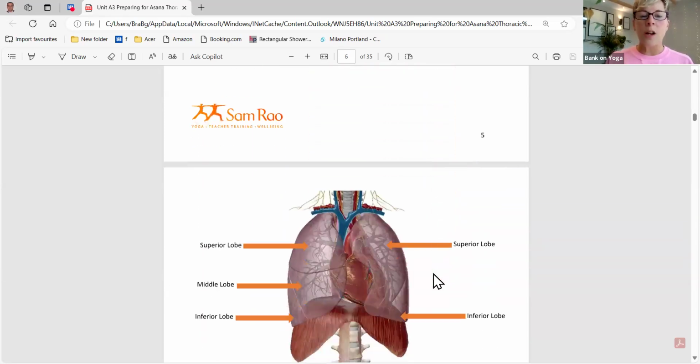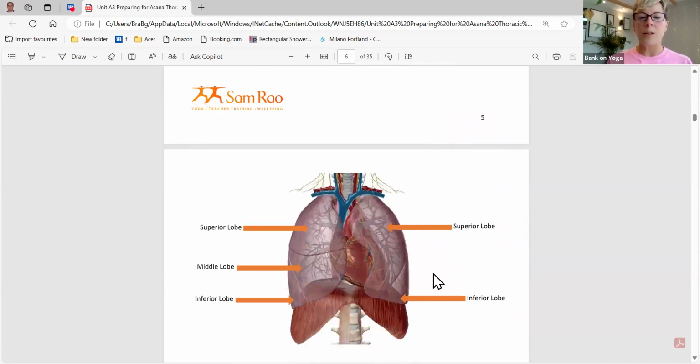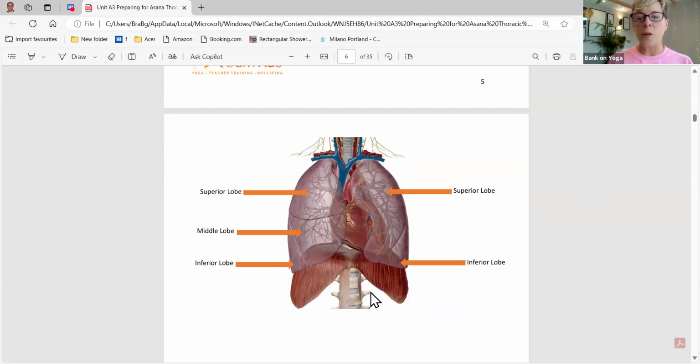And if we were to turn and look at the front of the body, we can see the lungs underneath the heart and down here, the diaphragm. So this is all at the front of the body. You've got the major veins coming down.